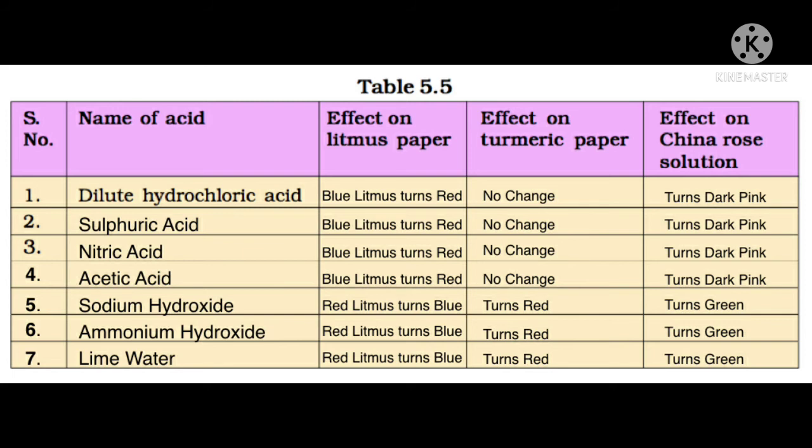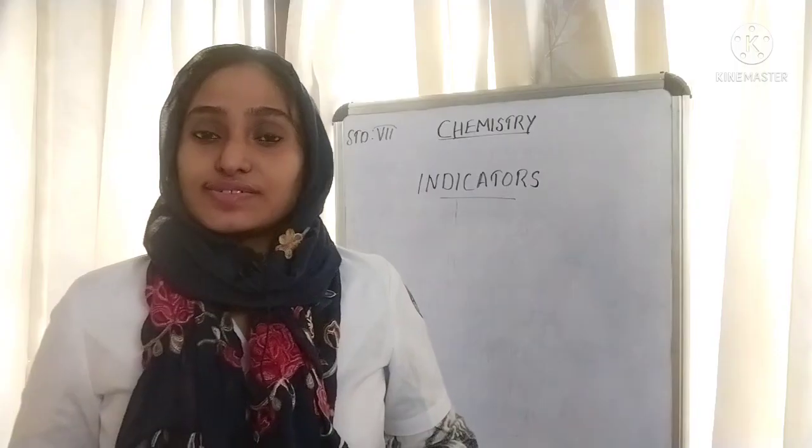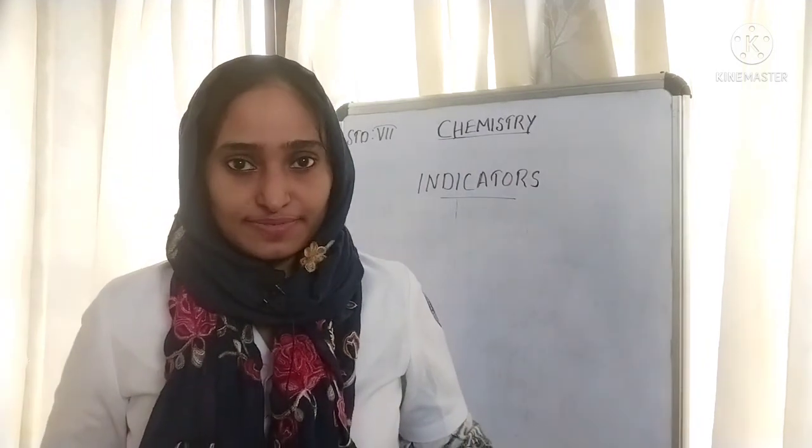So, we can demonstrate the effect of the three indicators on each of these solutions. For example, in the case of acids like dilute hydrochloric acid, blue litmus turns red. There is no change for turmeric paper. In China rose solution, it turns dark pink. While in the case of basic solutions like sodium hydroxide, red litmus turns blue, turmeric paper turns red, and China rose solution turns green. So we learned about natural indicators.